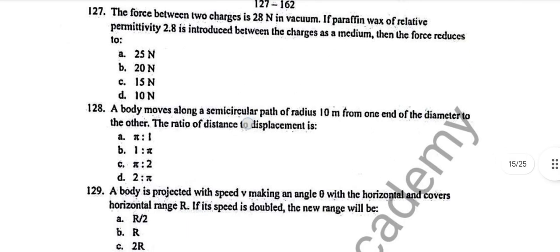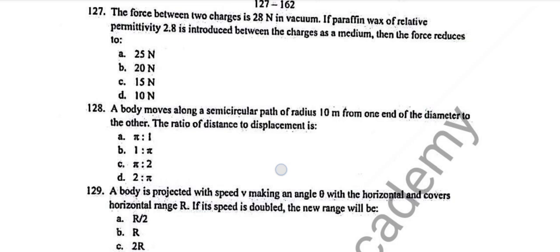Question number 128. A body moves along a semicircular path of radius 10 meter from one end of the diameter to the other. The ratio of distance to displacement is, and the correct answer is C, pi to 2.